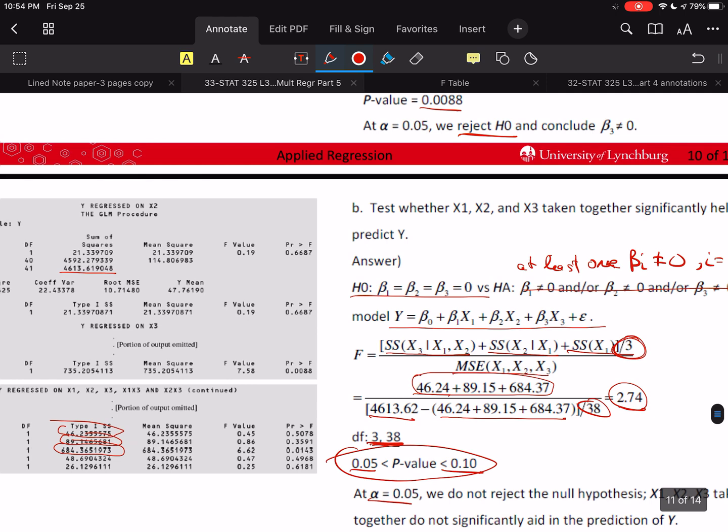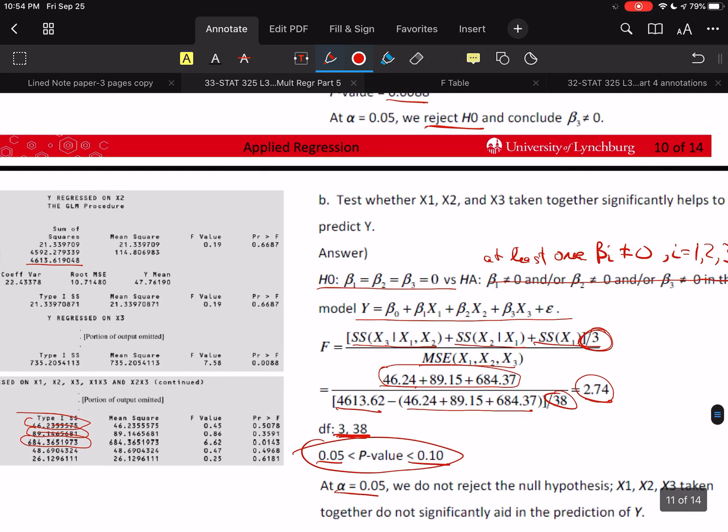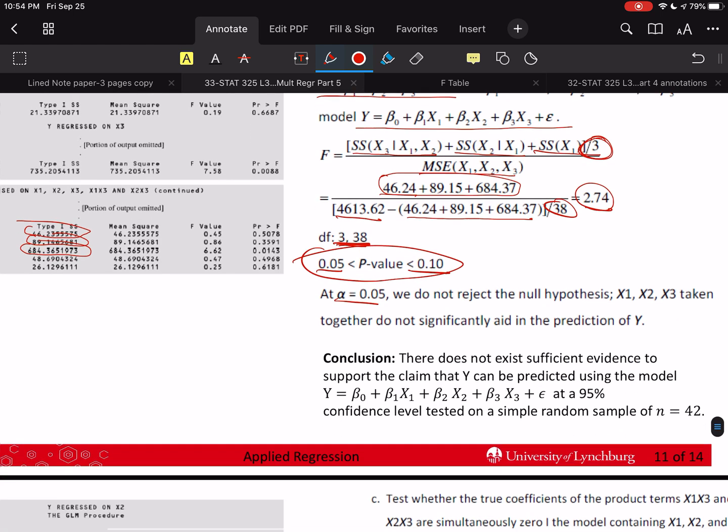I would caution you in real life to be careful with something that's between 0.05 and 0.10. There is potentially an association there. So be careful in just discarding that, okay? So here is the conclusion that I would have you write. So please make sure that you look at this. This is what I would like, okay?